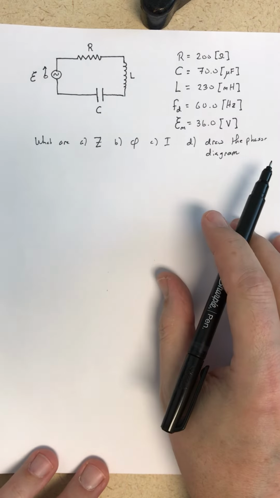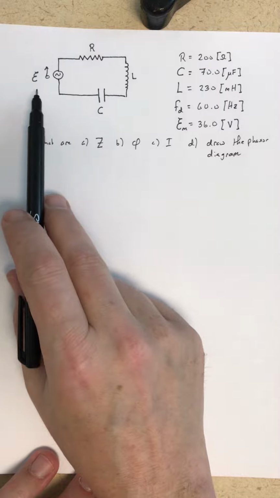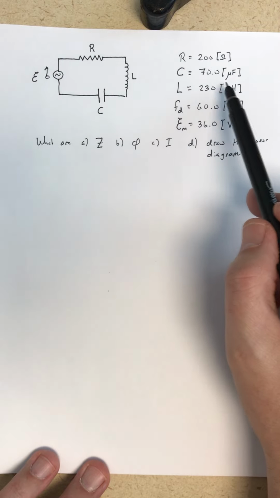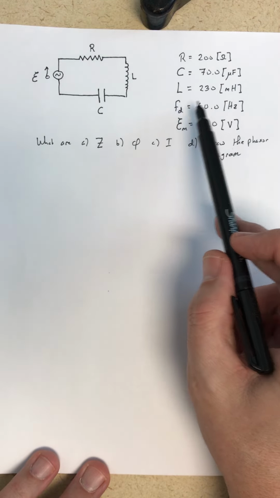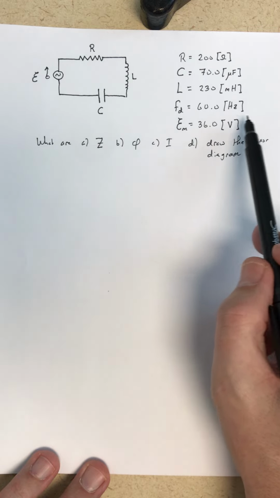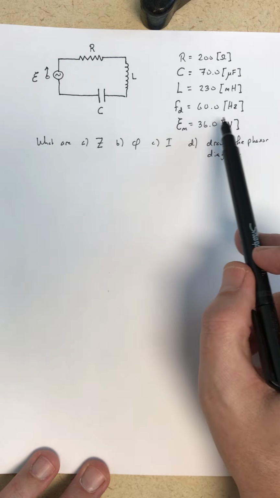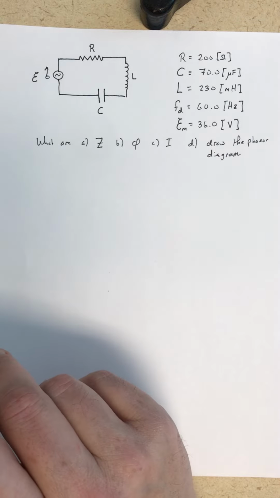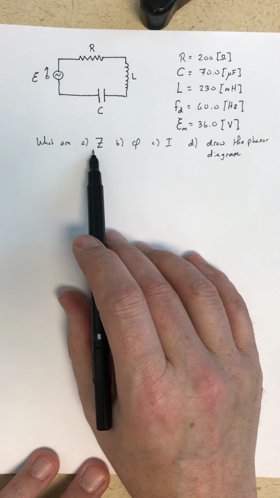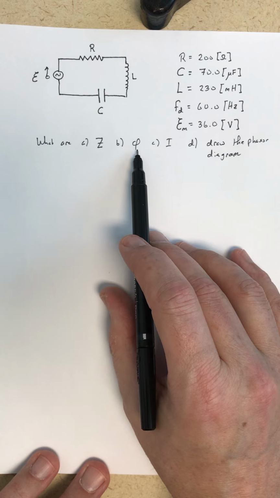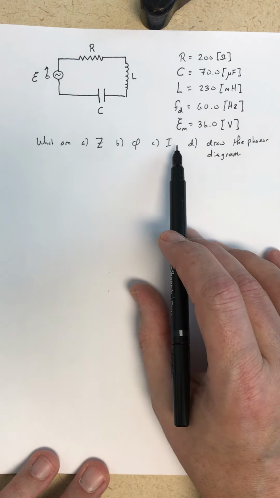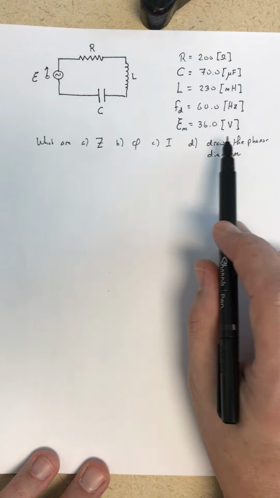Work through an example of a series RLC circuit with an alternating current. The resistance is 200 ohms, capacitance 70 microfarads, the inductance 230 millihenries. It is a driving frequency of 60 hertz. The amplitude of the EMF is going to be 36 volts. And we're going to find the impedance, the phase angle, which would tell us the power factor, so cosine of phi is the power factor, the current amplitude, and then we want to draw a phasor diagram for this circuit.